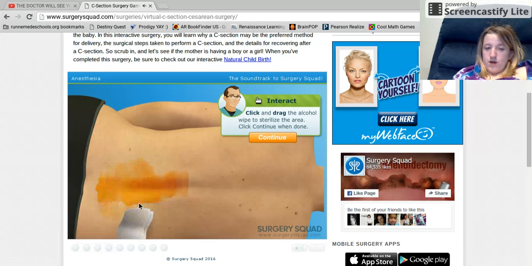Yep, dyeing your whole back orange. Mommy, why do you have an orange back? It was because of you, son. Okay.